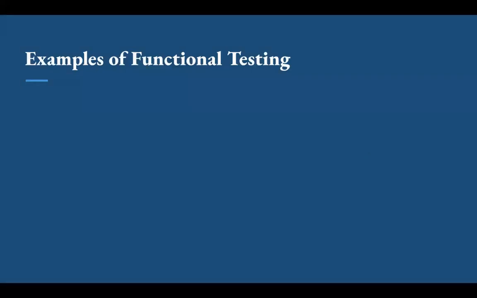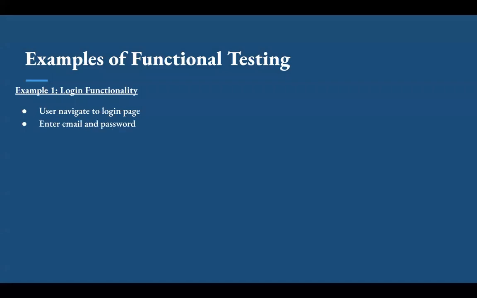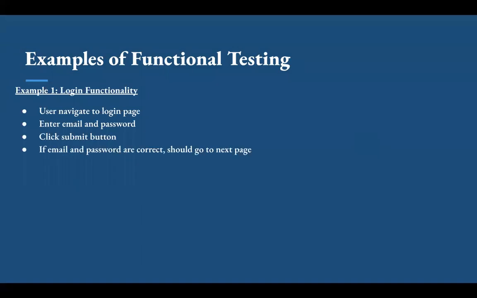Functional testing is a way to test all functions of the application. Here are some examples. The example is very simple. It is related to login functionality. User firstly navigates to the login page, enters email and password, and clicks the submit button. If the email and password are correct, the user should be able to navigate to the next page. Otherwise, there must be an error and the user should move again to the login page.